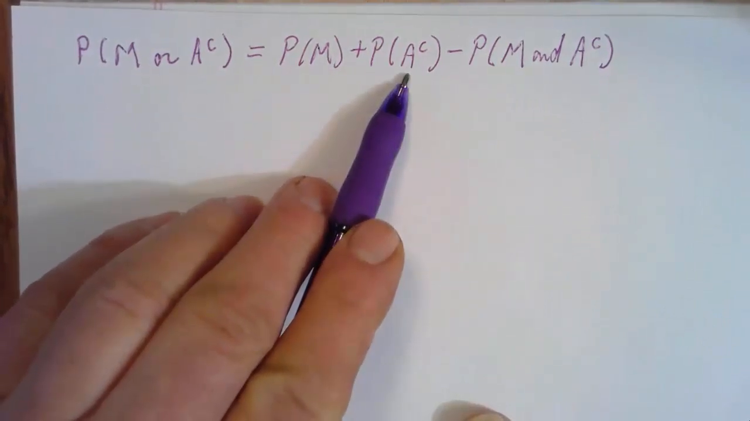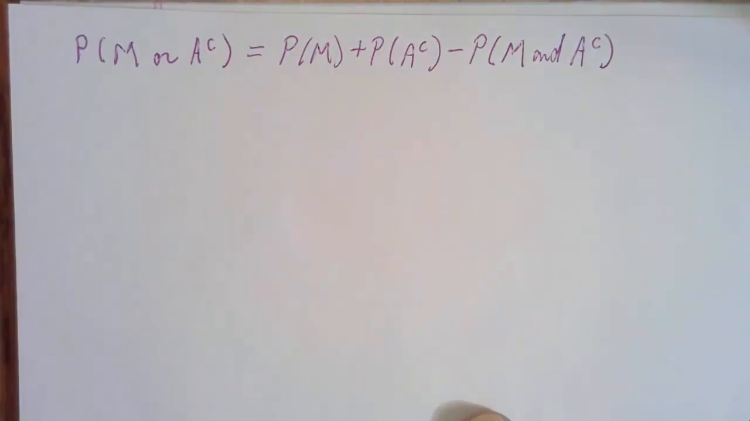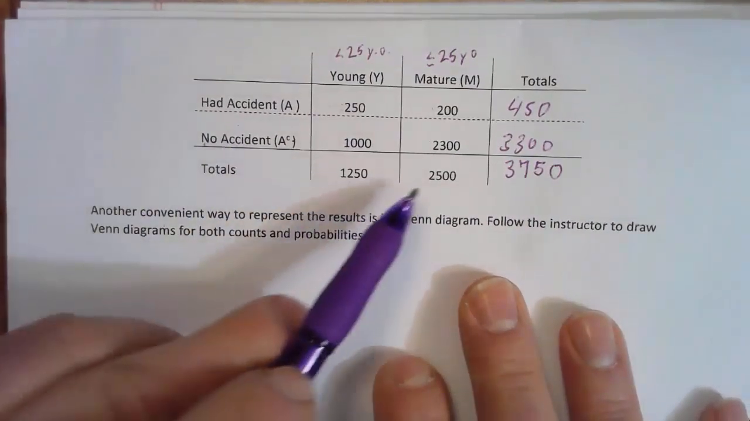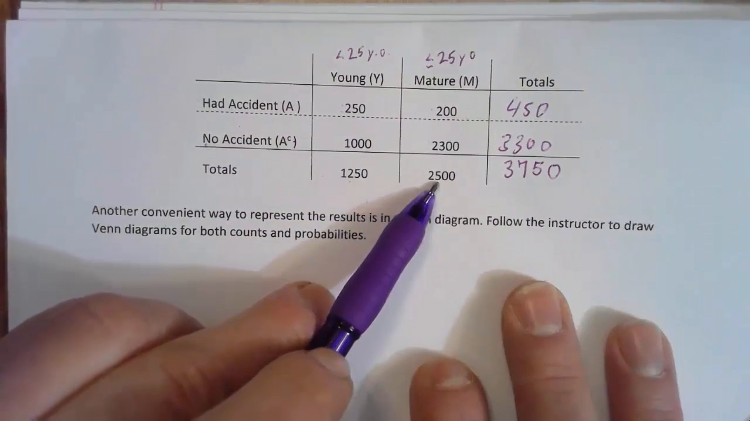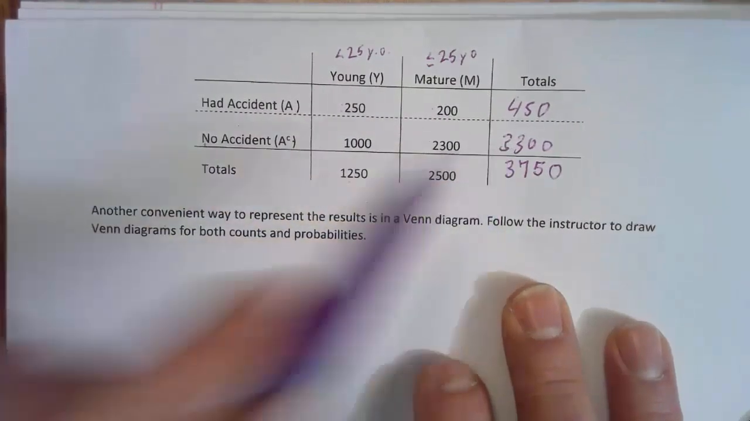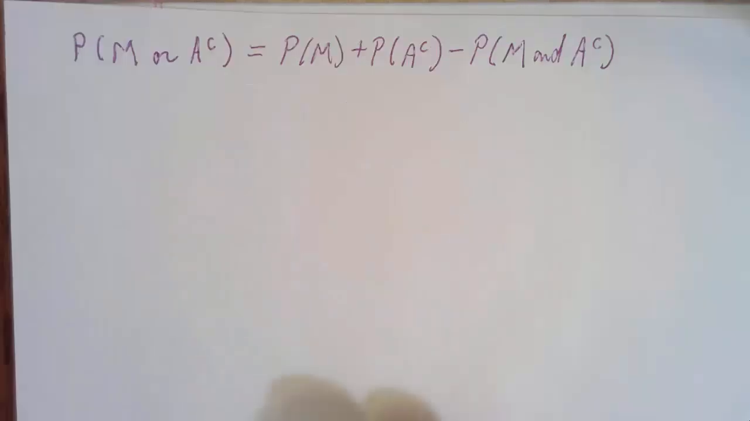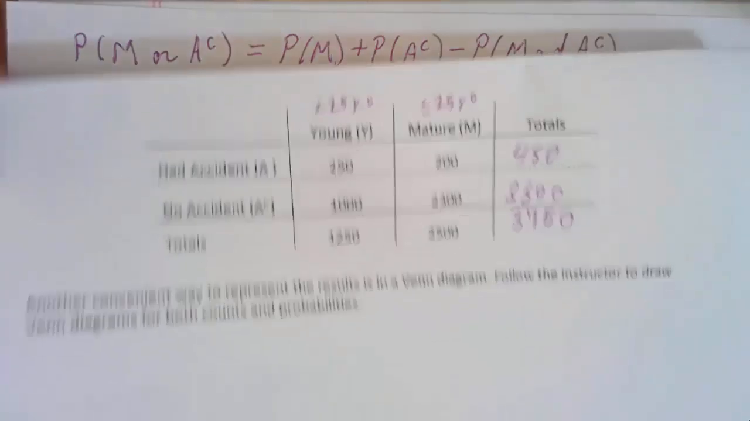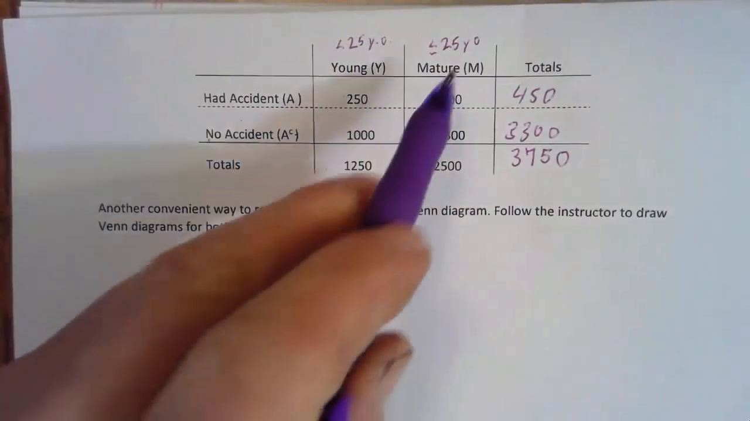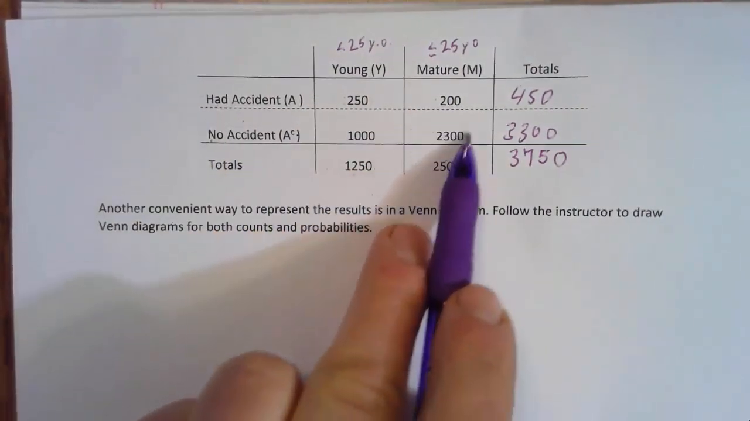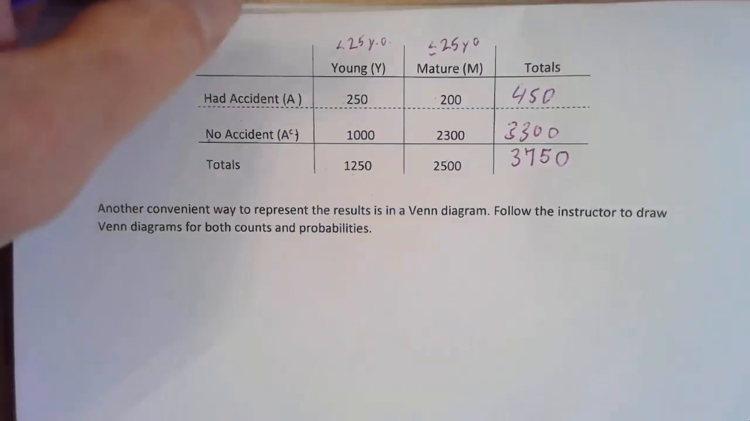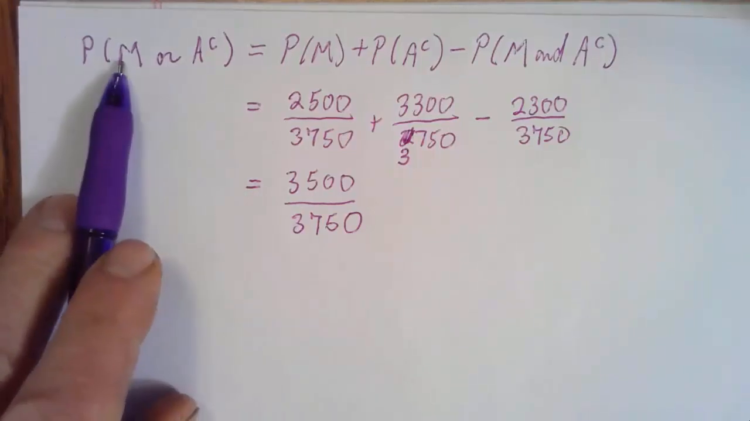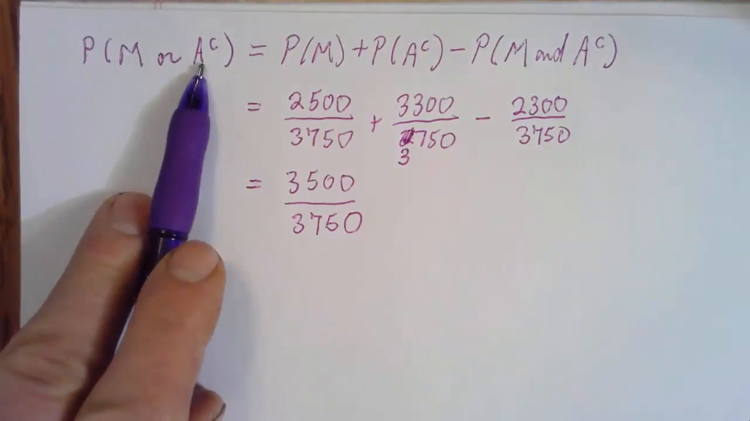These two come from the marginal distributions, mature and no accident, 2,500 and 3,300. Subtract off the probability of mature and no accident. Mature and no accident overlap here at 2,300. And there's the probability of mature or no accident.